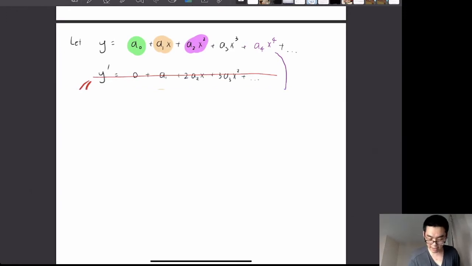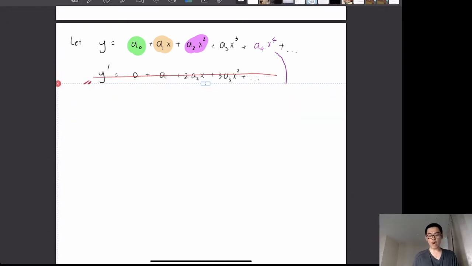But you can see that a0 becomes 0 when differentiating, a1 comes from this term, a2x squared becomes 2x, so we have 2a2x, and so on and so forth, right? Make sure you go until a4, because a4 is the thing that we want for the first few terms. You should go all the way to a4.